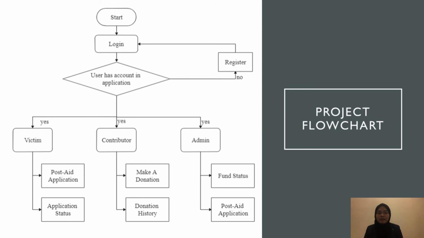For the victims, the first option is post-aid application. The second one is application status. For the contributors, the first one is to make a donation, and the second one is donation history. And for the admin, their options are fund status and post-aid applications.